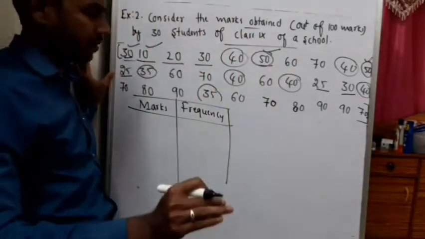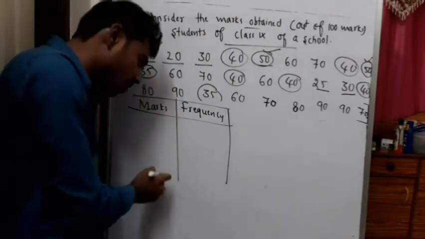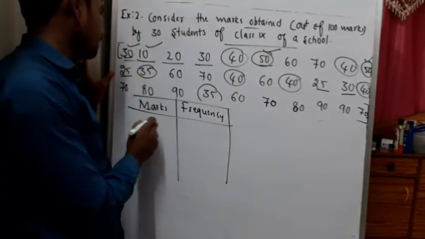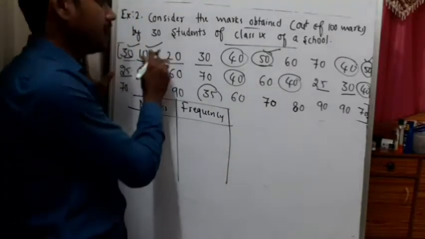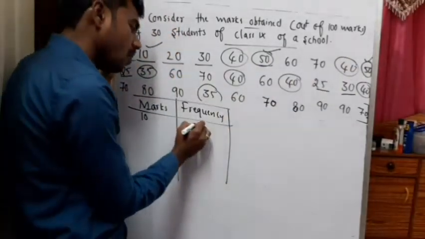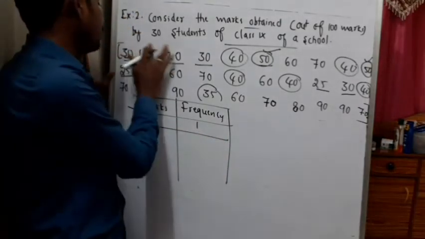So we'll note down the marks in ascending order. First we need to note down the marks in ascending order, then we need to write the frequency. Look at the board. First we'll start with 10. How many 10s are there? When you go through all the marks, 10 has occurred only one time. The frequency of 10 is 1. Next, after 10, we'll go to 20.